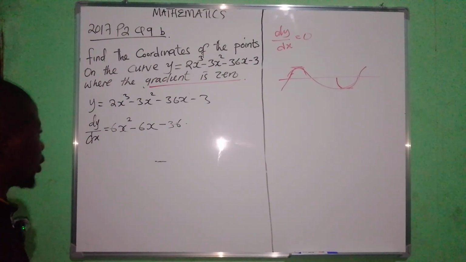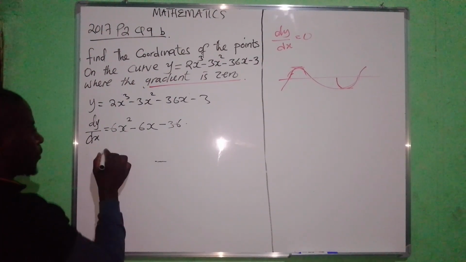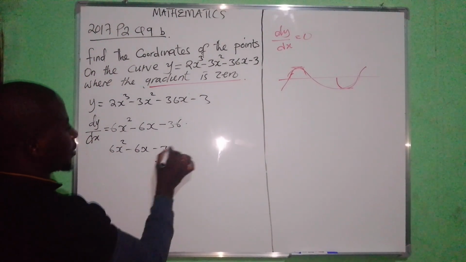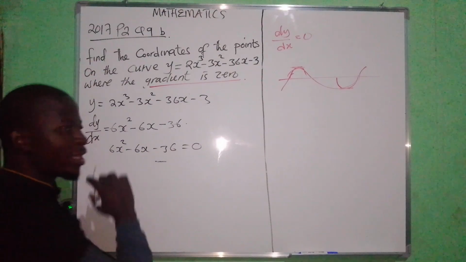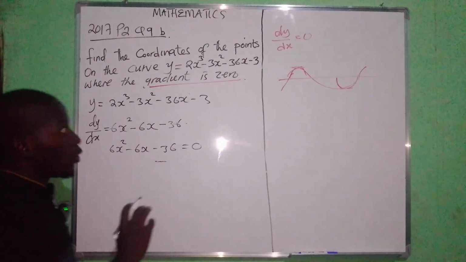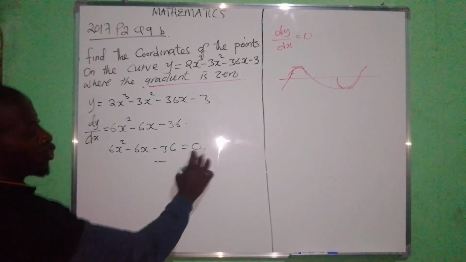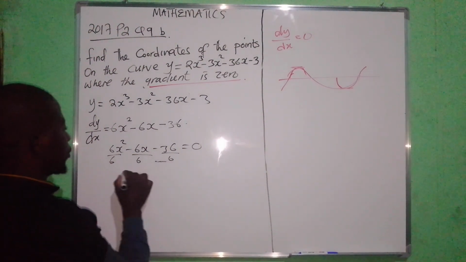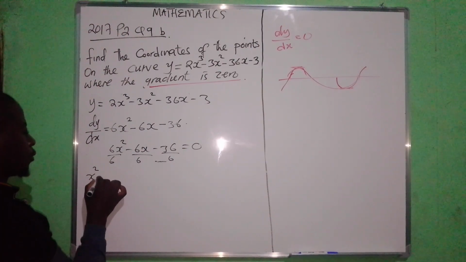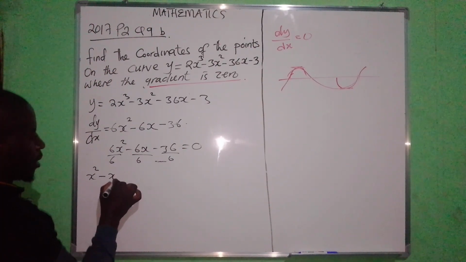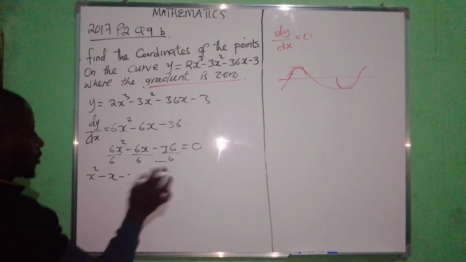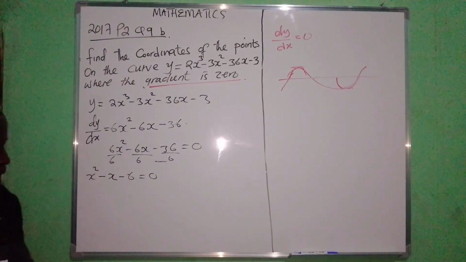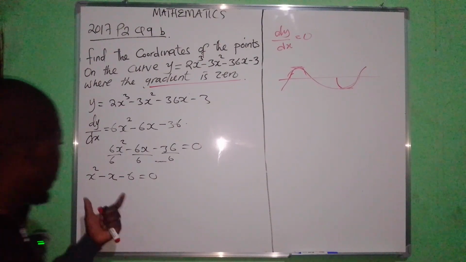Then after we differentiate, this is now where we say 6x to the power 2 minus 6x minus 36 equate to 0. Where the dy dx is what? 0. Or where the gradient is 0, so you equate it to 0. From there, you divide by 6 to reduce the numbers. So we're going to have x to the power 2 minus x minus 6, 36 divided by 6 is 6, equate to 0. So if you look at it, actually, it has turned into a quadratic equation.